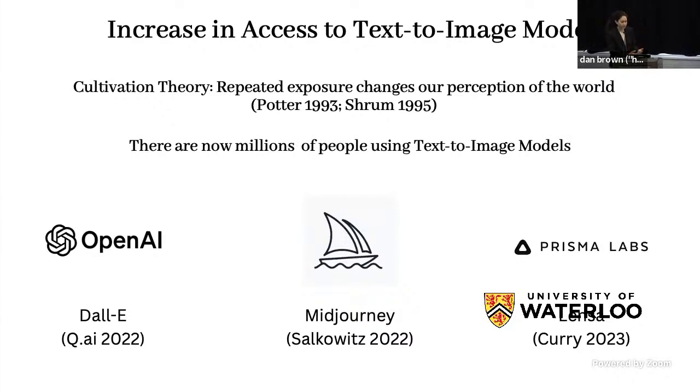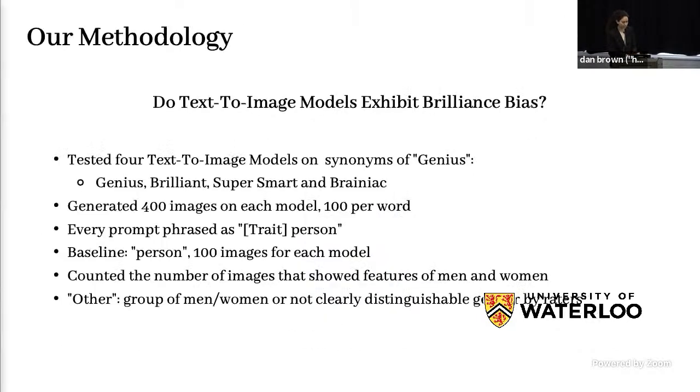So there's this cultivation theory which says that repeated exposure changes our perception of the world. And now, currently with where we're at, there are millions of people using text-to-image models like DALL-E, Midjourney, Stable Diffusion, which is a part of what's called a Lensa app. Given the large volume of people using these kinds of models, the effect of images on people and how we start to think about the world and think about ourselves, it's essential to understand the representation and diversity of the content that these models are creating.